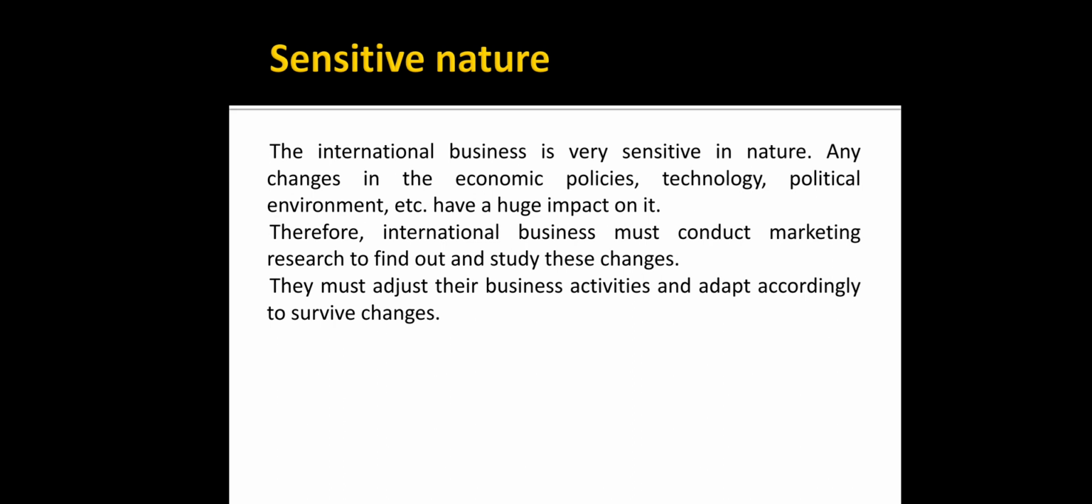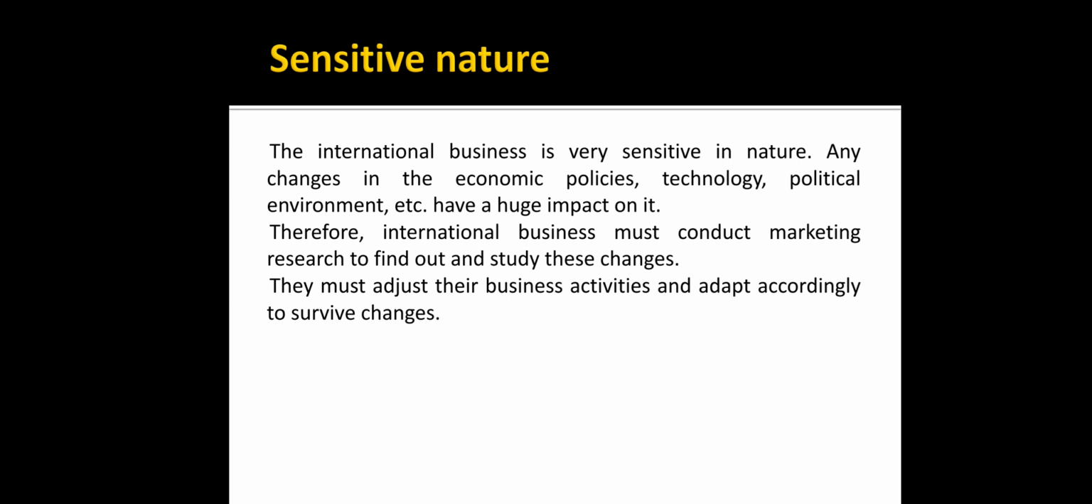The next one is sensitive nature. International business is very sensitive in nature. Obviously there is competition between two different countries. There is the attachment of citizens of a particular country with their product, or this is a sensitive matter to the country.